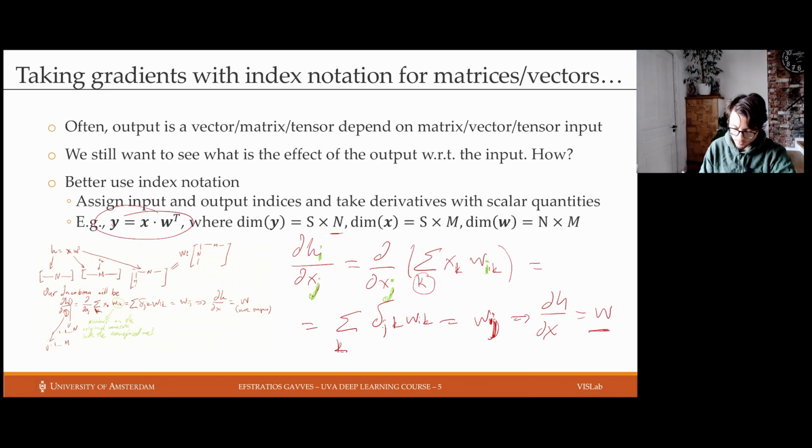Note here that we don't have the transpose of W, but W, and the reason is that in this location we were taking the multiplication of the row of X with respect to the rows of W.